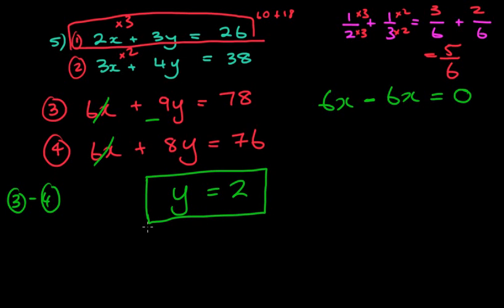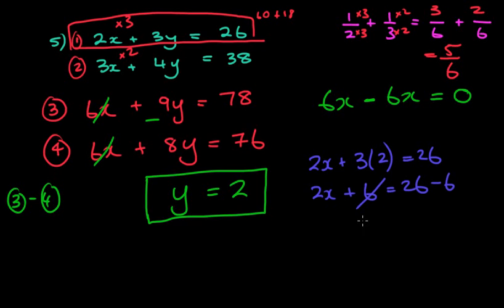We now have 4 different equations that we have the option of substituting back into. Let's just choose the first one because it's nice and easy. So let's substitute the y equals 2 back in. We get 2x plus 3 lots of y equals 26. Let's simplify. So take the 6 away, we get 2x equals 20. We get x equals 10.